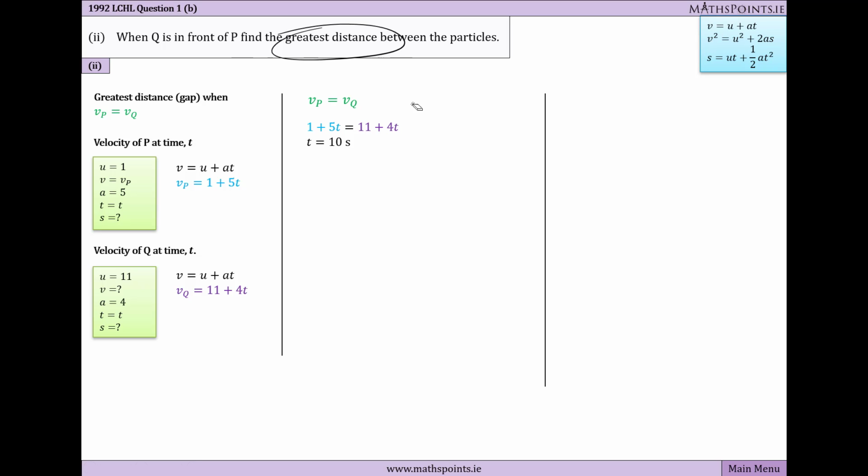So what's the distance between the particles at this time? So I'm just going to start with the displacement. I'm going to have s equals 0 here. So at this point here, this is where Q was originally, and we're going to see how far it travelled in 10 seconds. And then P started 25.5 meters ahead of Q, and we're going to see where it is after 10 seconds. Remember that Q is ahead of P at this time, so we're going to find this gap eventually. So how are we going to do it?